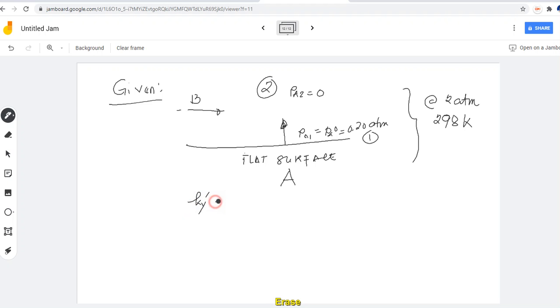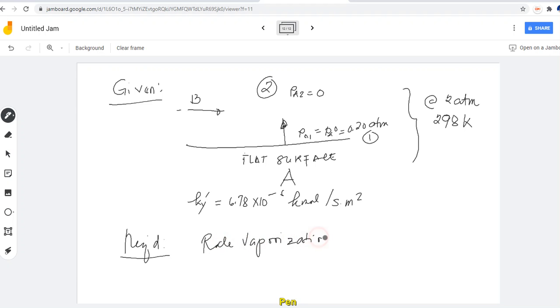Now your convective mass transfer coefficient in the form of K sub y prime is 6.78 times 10 raised to negative 5 kilomole per second per meter squared. I don't want to write the per mole fraction anymore because I like to write it as K sub y prime. Now, this is the entire given information, and the problem requires us to determine the rate of vaporization of A, and in that case, that's the flux. And we are to determine the other forms of the convective mass transfer coefficient, that is the K sub y and the K sub g.